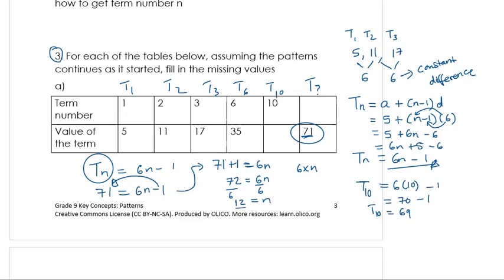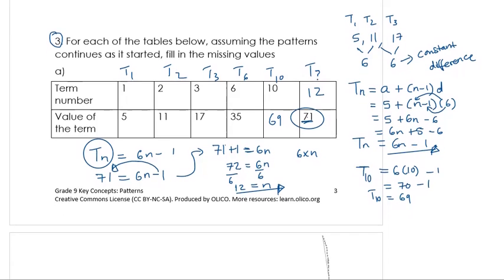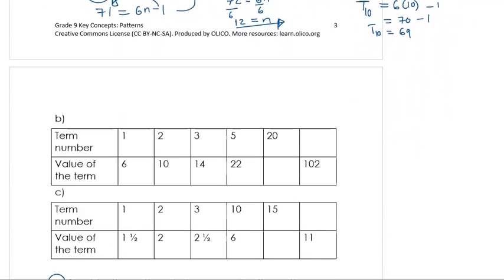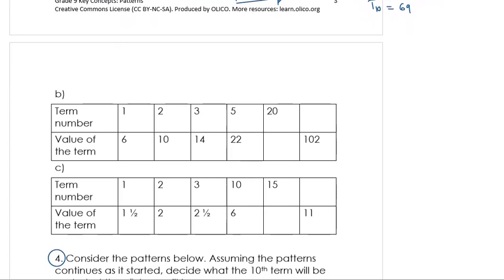And so which means in this case, for us to get the value of 71, that is going to be term number 12. For 10 we found that it's 69, but for 71, that is term number 12. All right, so that's how you find, for example, the missing term number. Okay, let's look at this as well.